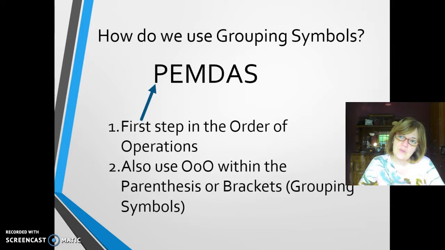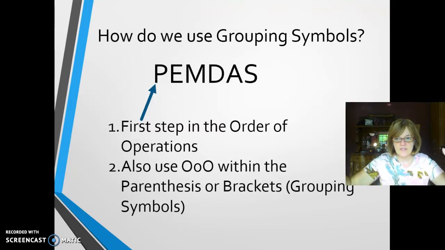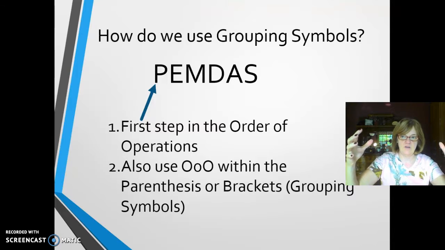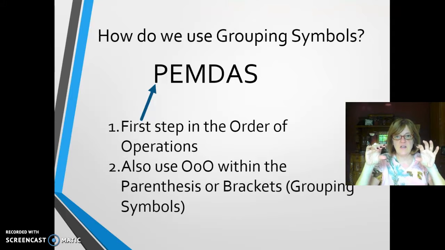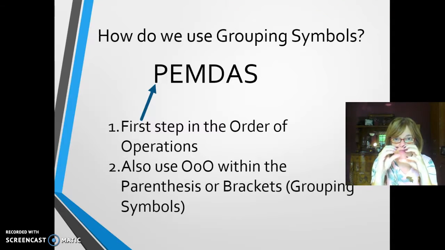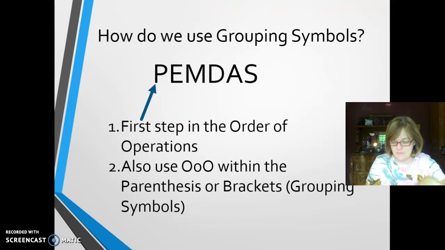Okay, so how do we use grouping symbols? Well, they're the first step when we do the order of operations, okay? We also use the order of operations inside the group, inside the parentheses, inside the brackets. So the order of operations is for the whole expression, and then you have smaller parts of the expression. You've got to use order of operations inside there too before you get rid of the parentheses. Let me show you what I mean.